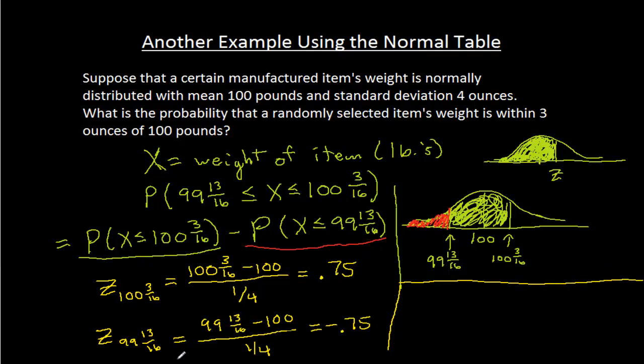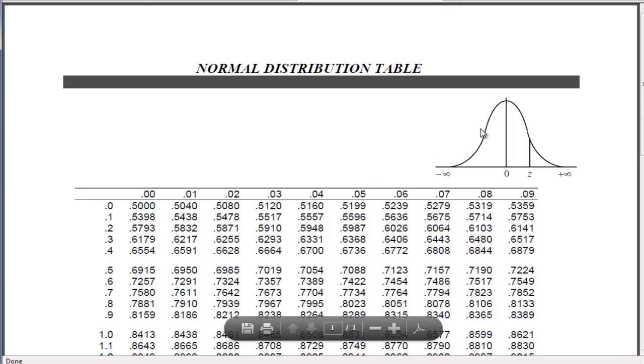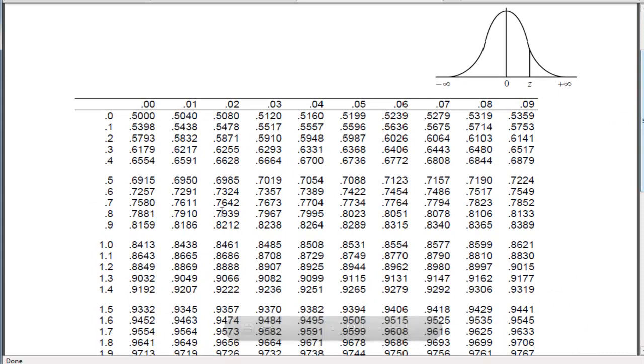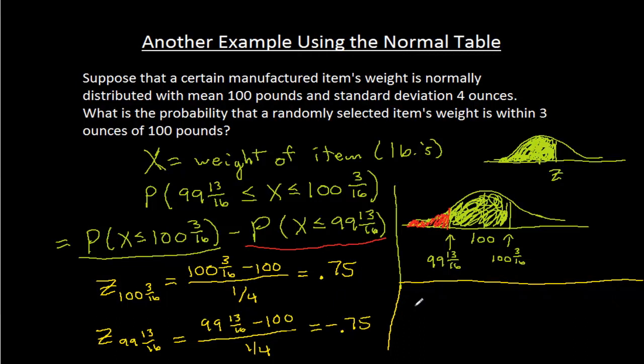So we need to look up our normal distribution table and find 0.75. If I find 0.75 here, I got 0.7, go over to 0.05, and I get 0.7734. So if my z is at 0.75, then I get 0.7734 for this area. Now there wasn't a negative z-score, so this probability is the 0.7734.